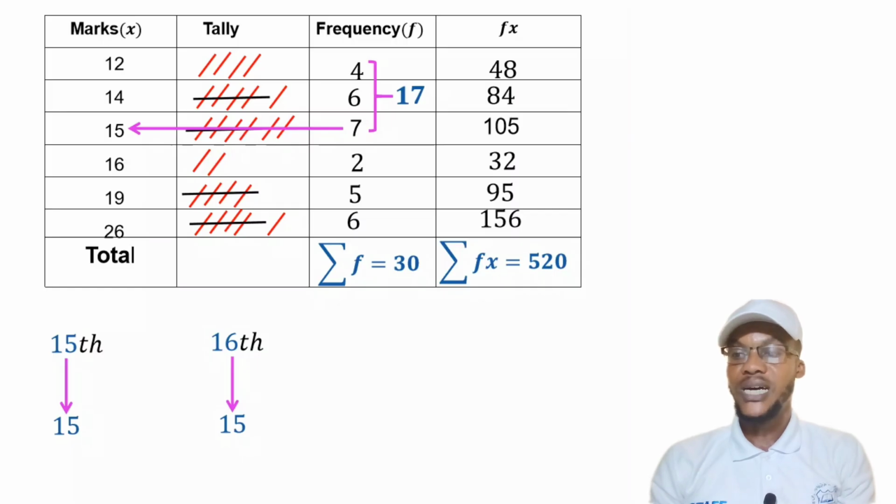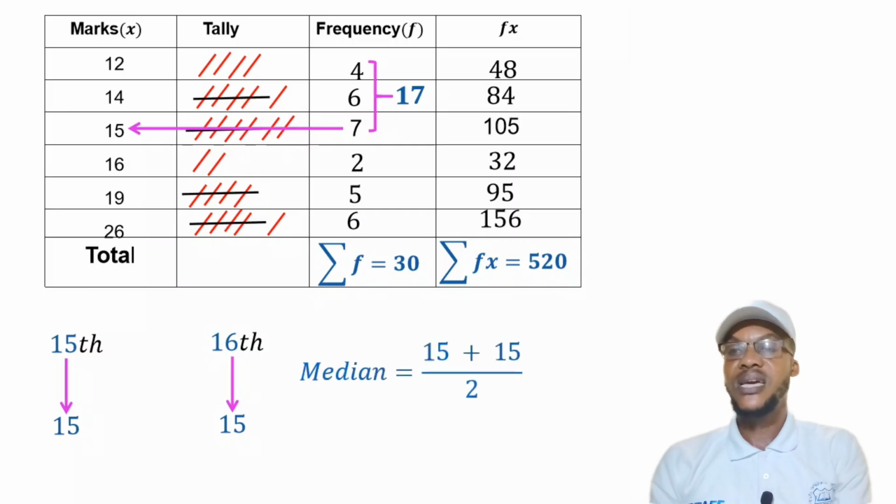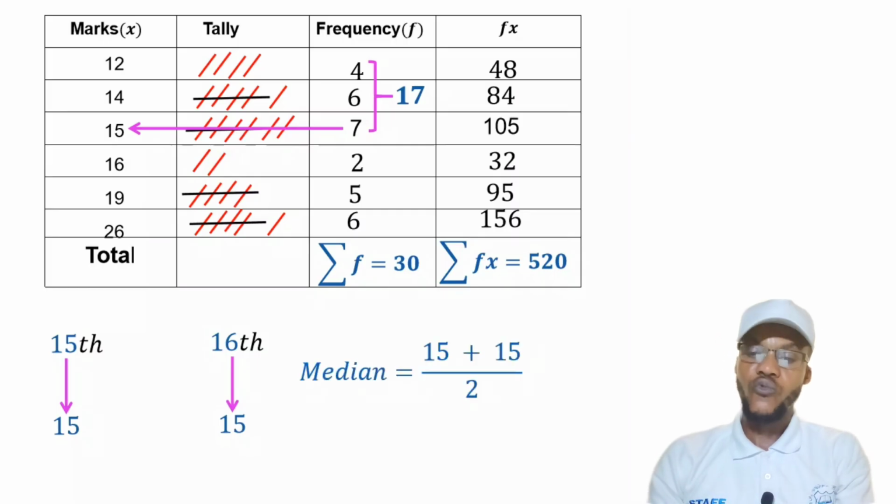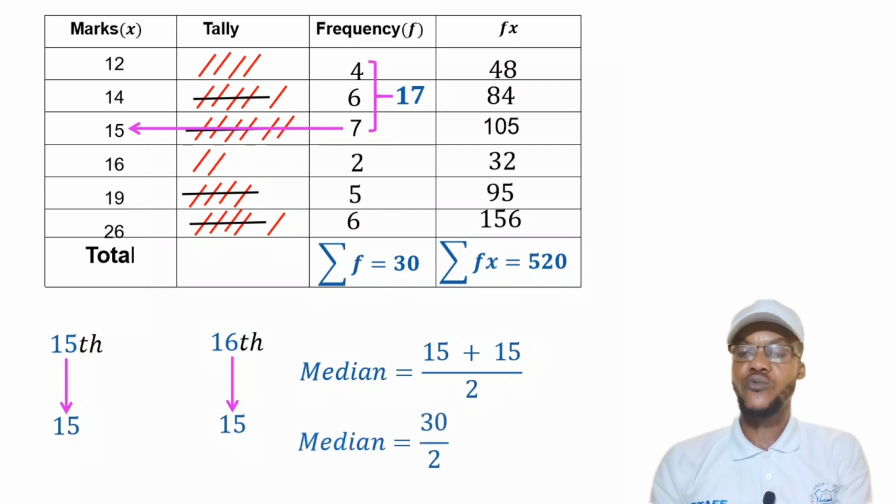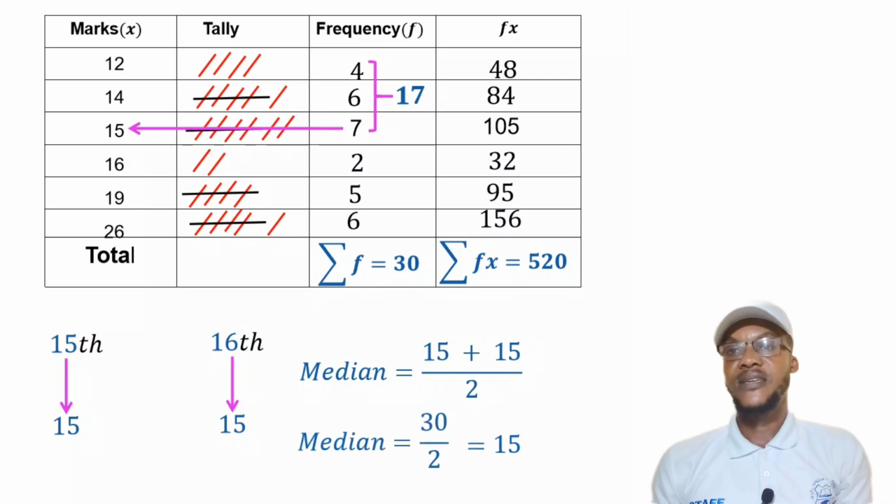So once you know that, after finding these two numbers, you find the average, the mean of these two numbers. And finding the average is very, very easy. We've done that already because they are two. So we can say that our median is 15 plus 15 divided by what? 2, and that gives us 30 divided by 2. And for that matter, we have what? 15. Very easy.